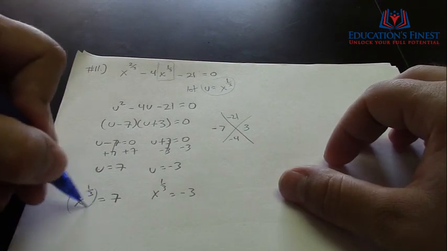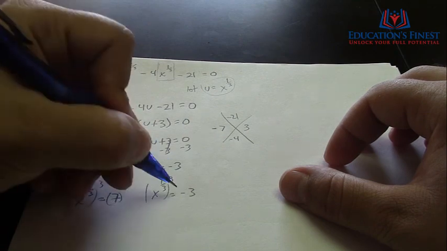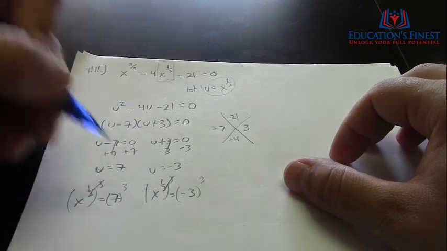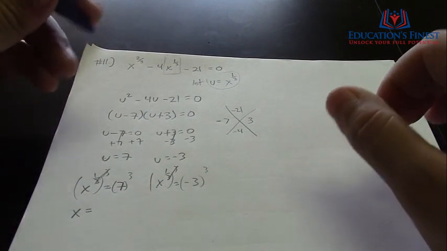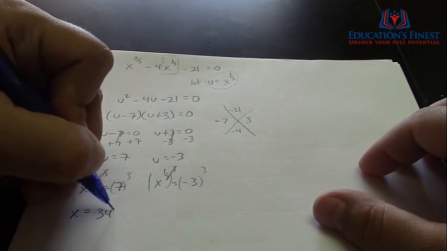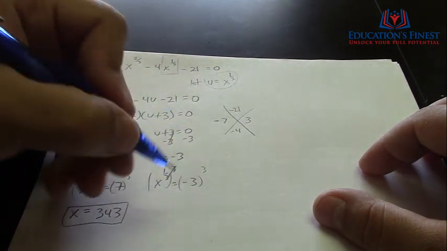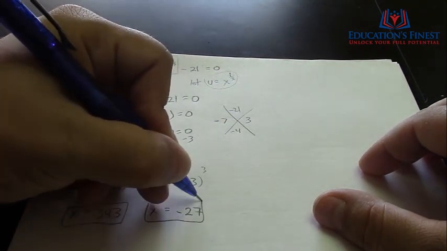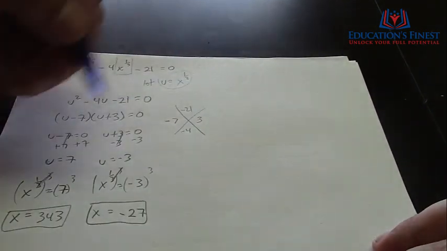So what you do here is you're just going to cube both sides, because that's going to kill this exponent here. So you'll be left with x equals 7 cubed, which is 343. And then negative 3 cubed is going to be x equals negative 27.